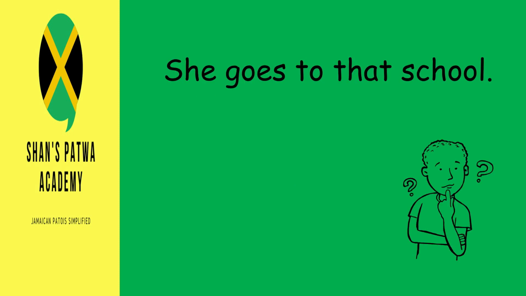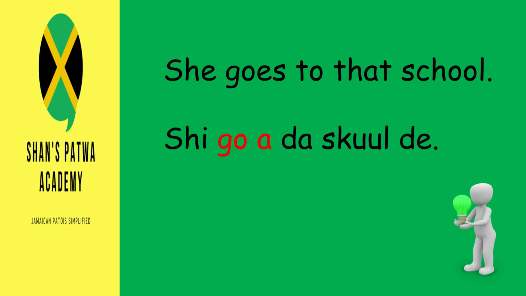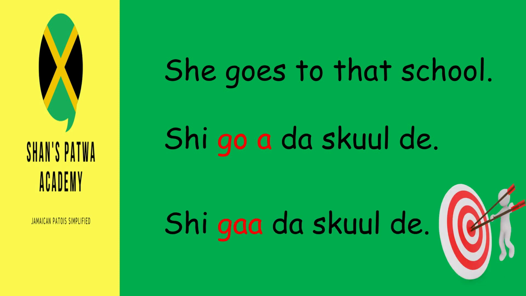Next sentence. She goes to that school. How you would say this in Jamaican Patois is, she goa a school day. She goa a school day. And the goa being contracted would become ga. So your sentence now becomes, she ga a school day. She ga a school day. Both mean the same thing.